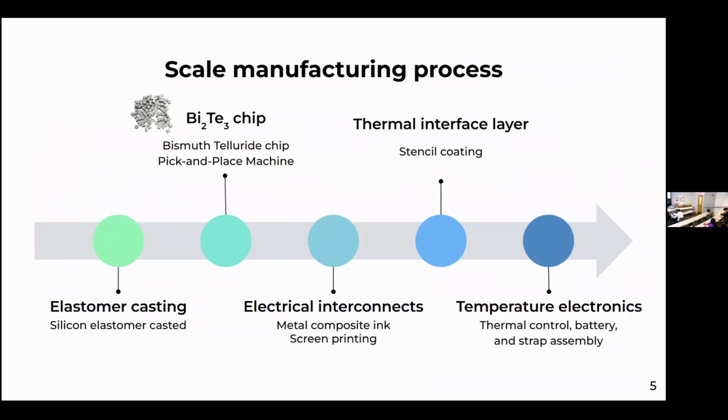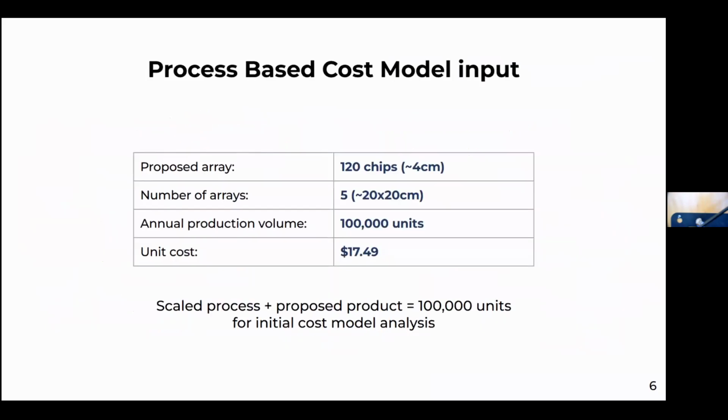When we look at a scaled manufacturing process of around 100,000 units a year, we automate some of those processes. For the elastomer film, we use elastomer casting. For the bismuth telluride chips, we use pick and place automation rather than manually placing them. And then we use screen printing and also stencil coating to enable more consistent and scalable production at this large scale.